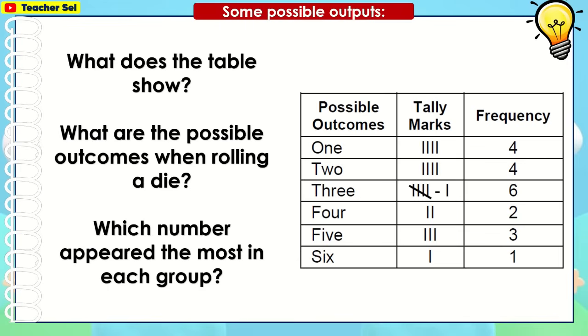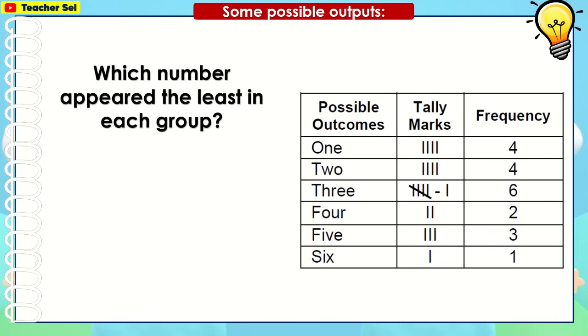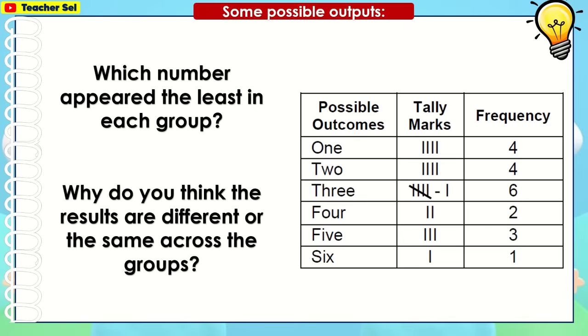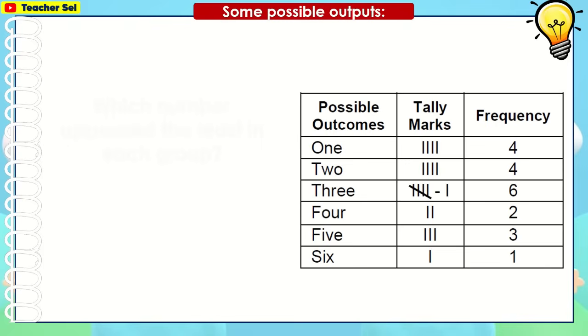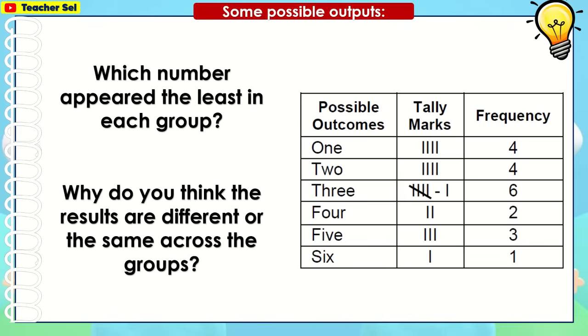Which number appeared the most in each group? Which number appeared the least in each group? Why do you think the results are different or the same across the groups?